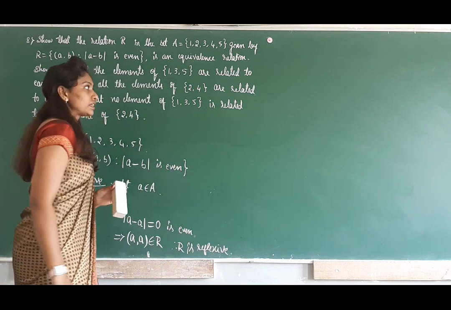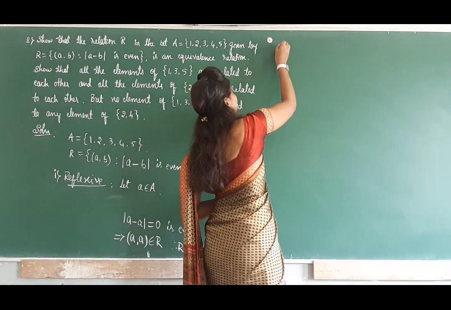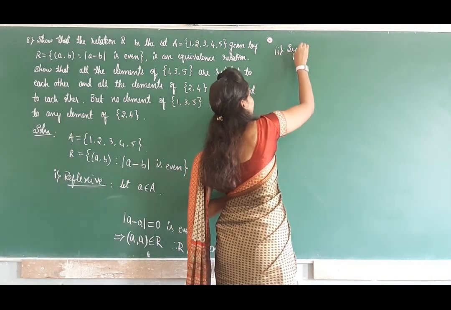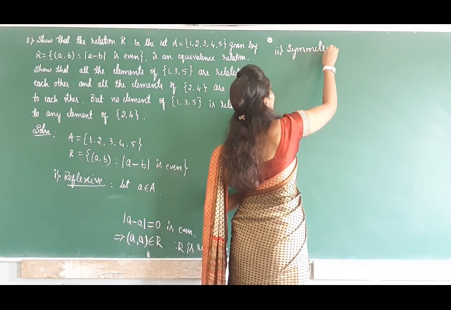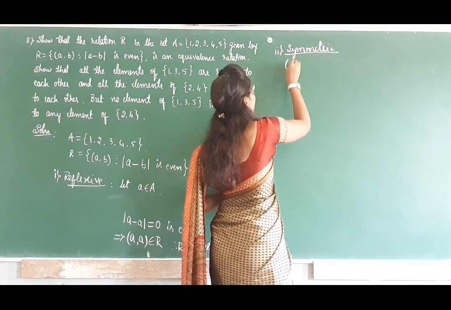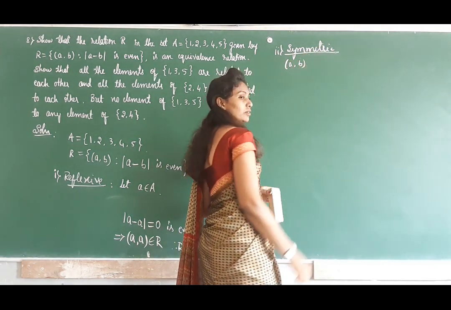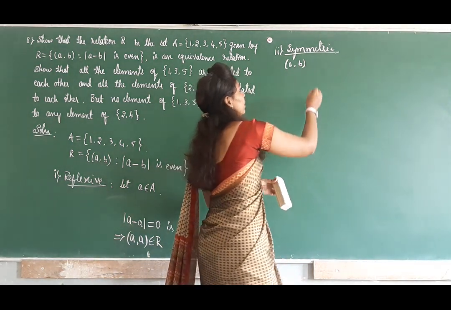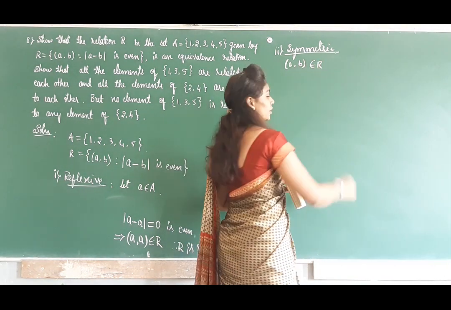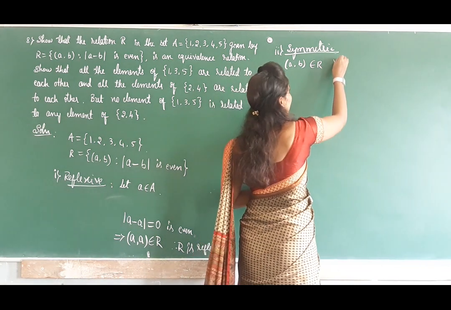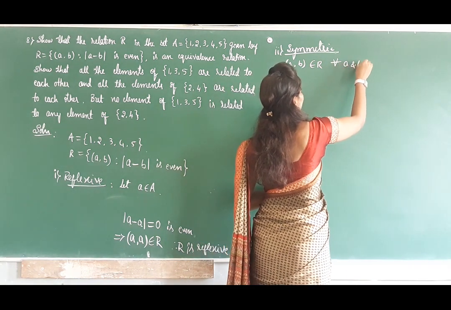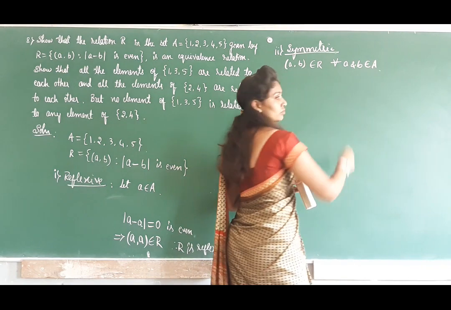R is reflexive. For symmetric, we take one ordered pair, that is ordered pair a comma b. Ordered pair a comma b belongs to R, for all a and b belonging to set A. Okay.